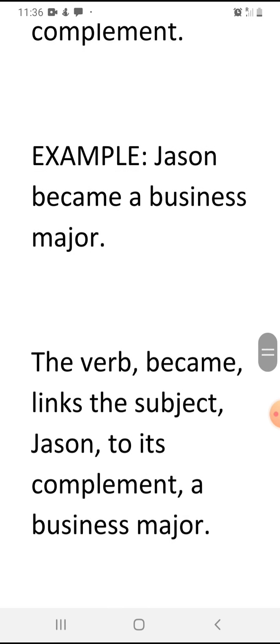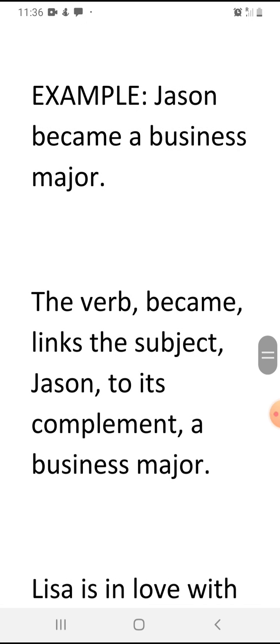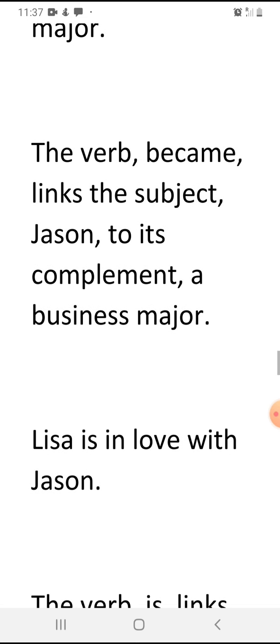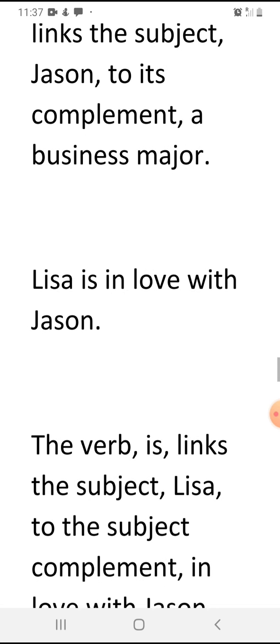Let us see this example. Jason became a business manager. In this sentence, Jason is the subject, a business manager is the subject complement, and it is connected with each other. It is linked with the verb became. The verb became links the subject Jason to its complement, a business manager.